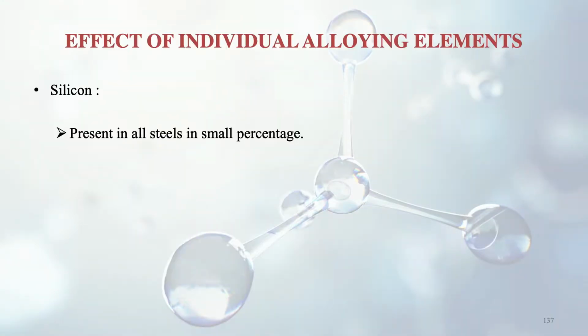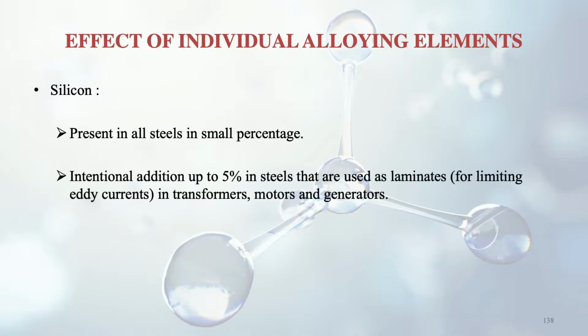Silicon. Silicon is present in all kinds of steels in a small percentage, and intentional addition up to 0.5% in steels is there for laminates. Laminar things are there, layers are there, and why are these there? For limiting eddy currents. These laminates are used in various equipment, like transformers, motors and generators, for limiting eddy current wastage. So in that case, these laminates are made of silicon. So we can see silicon can go up to 0.5%.